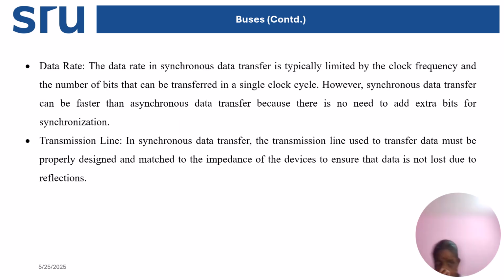And then data rate. What is data rate? It is defined as the number of bits transmitted per one clock cycle. The data rate depends on the clock frequency only. If the frequency is high, the total number of bits transmitted per clock duration will be more. So we have to ensure that the clock frequency is as high as possible.